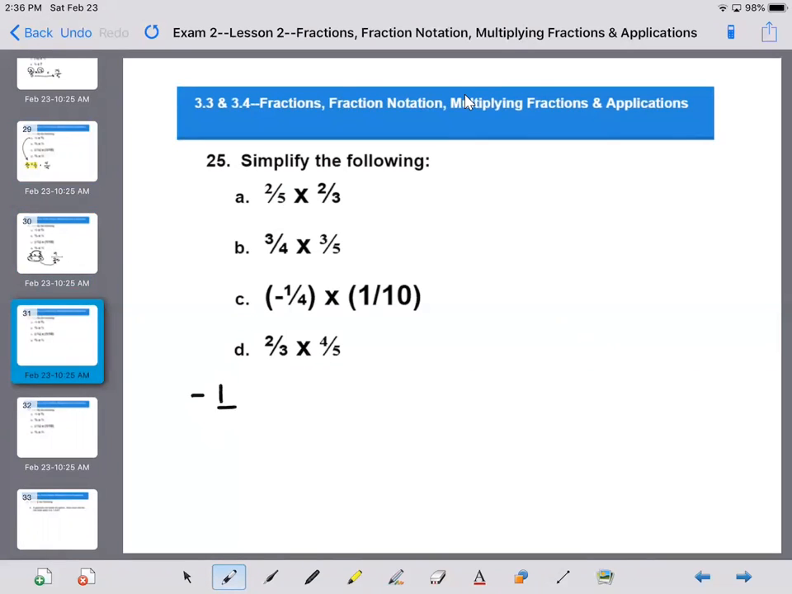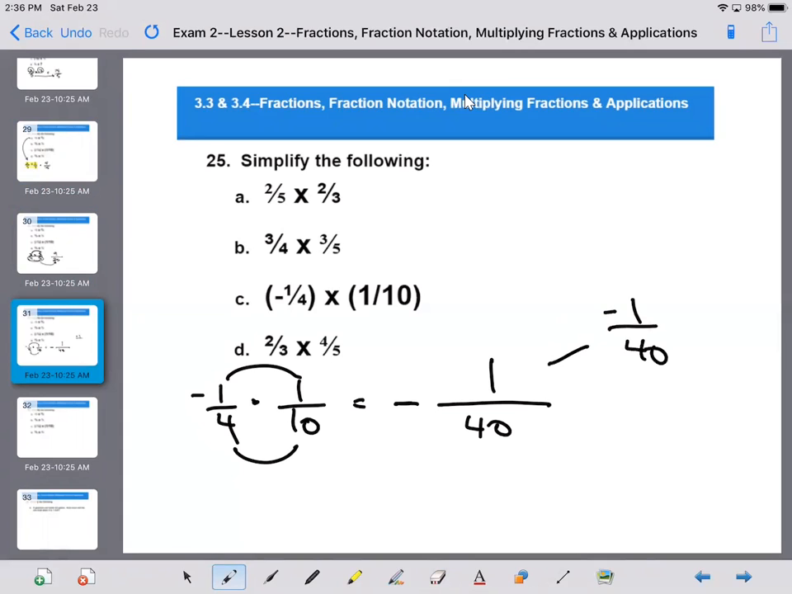C is a negative 1/4 times 1/10, and so negative times a positive we know is going to be a negative, so you're allowed to multiply the numerators to get 1. So that would be negative 1, and notice that I can place the negative here. 4 times 10 is 40. I can place it there. I can place it in the numerator, or I can place it in the denominator. Typically, you're going to see it written like this or like this.